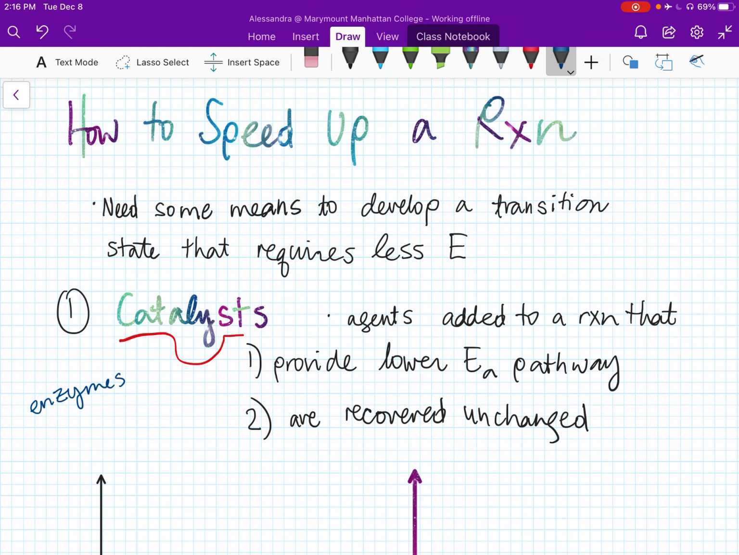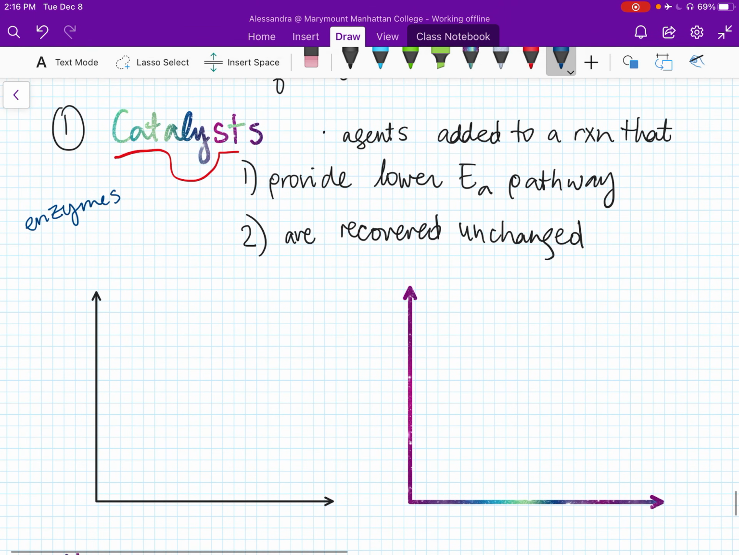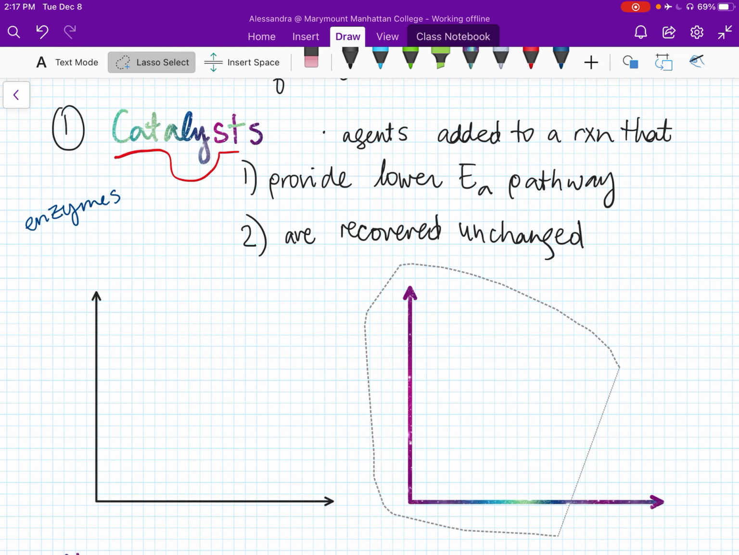But the thing that all catalysts have in common is that they speed up reactions by providing lower activation energy pathways. Oh, and the beauty of them also is that you can reuse them because they're recovered unchanged from a reaction. Okay, they're not converted to products, so you can recover them at the end and reuse them over and over again.